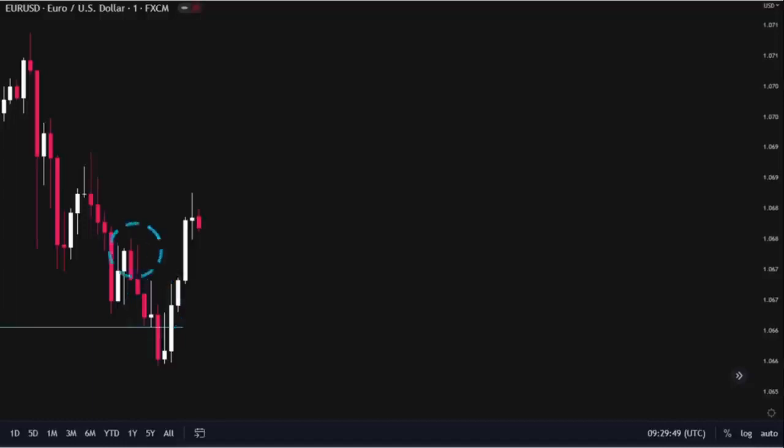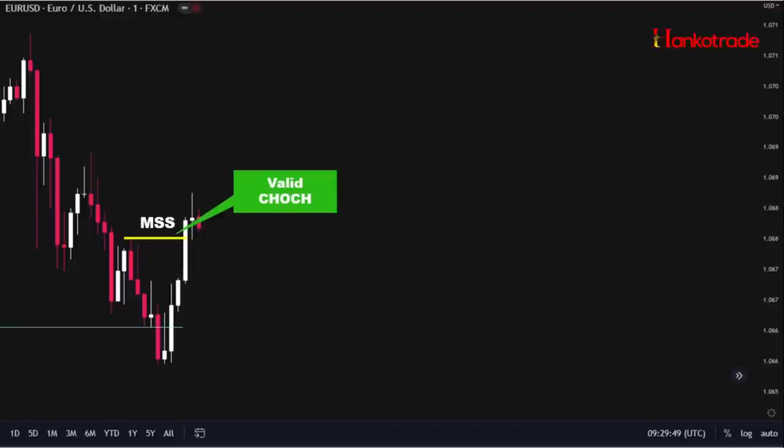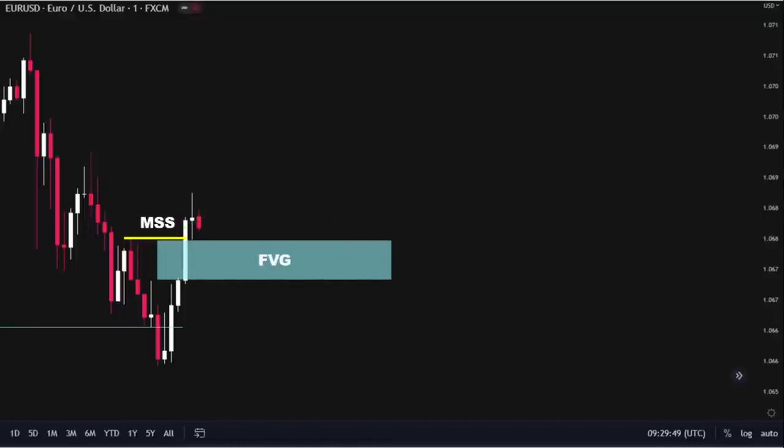But if you look upper, you can easily spot this structure, which was created before price went down to sweep out the liquidity. So, as we have identified a valid market structure shift or change of character, in the next step, we should look for the lowest fair value gap near the current price. As you can see, we have a fair value gap right here.